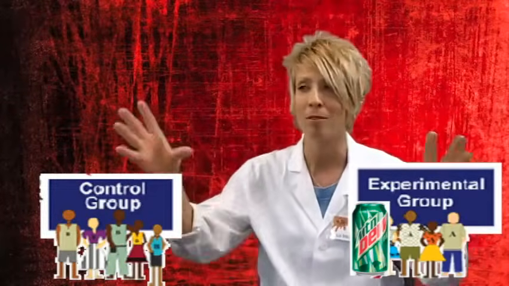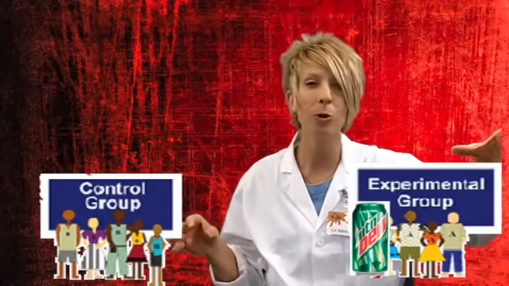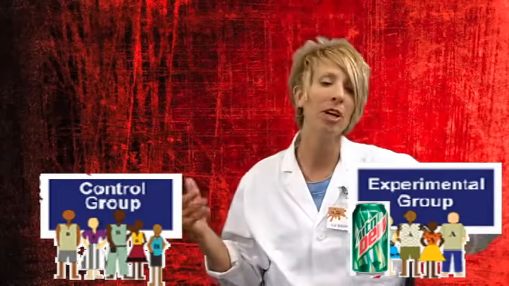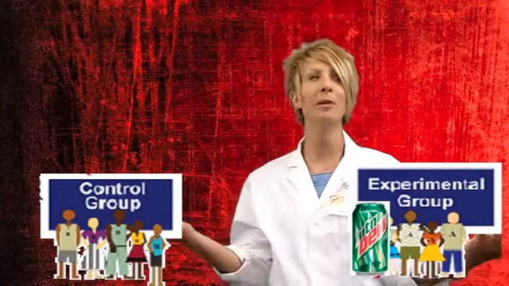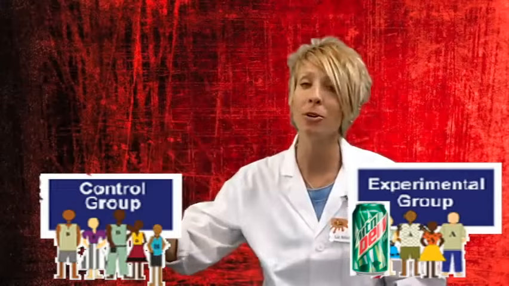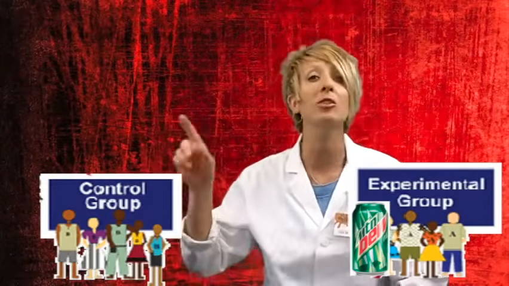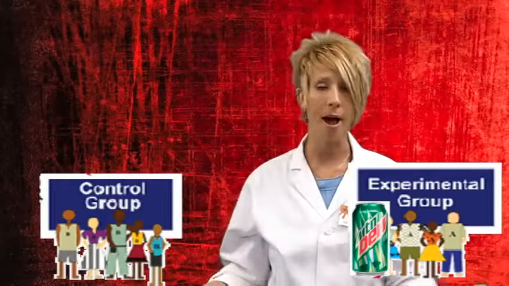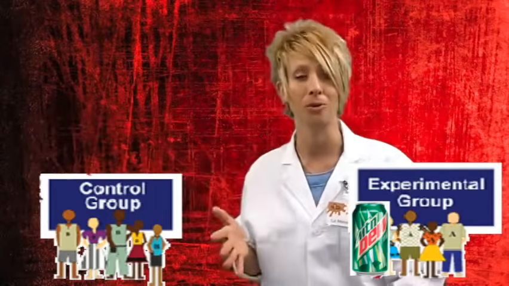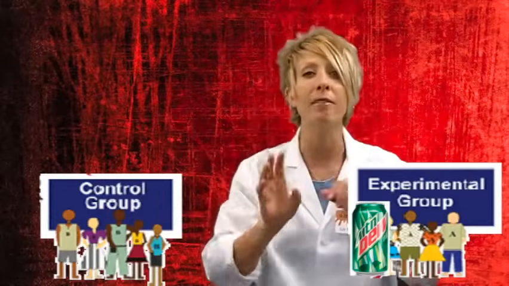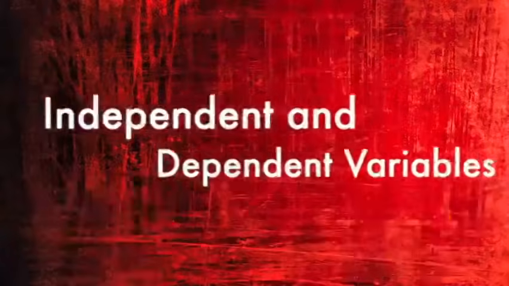Now we have a name for these 2 different groups. The group that we test, the group that gets the Mountain Dew, we call them the experimental group. Why? Because we're experimenting on them. The other group, the one who doesn't get the Mountain Dew, we call that the control group. Why? Because I'm going to control it and make sure they don't get Mountain Dew. 2 groups in every experiment, experimental group and control group.